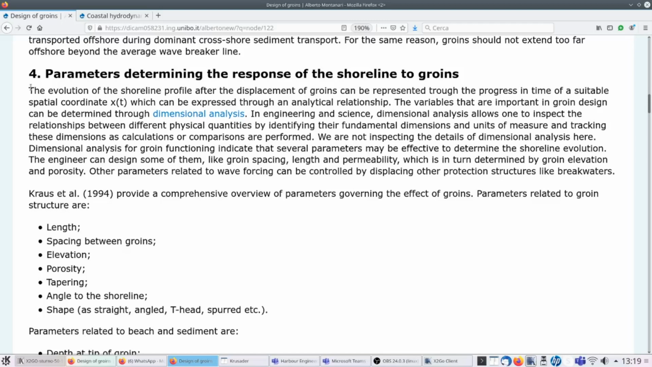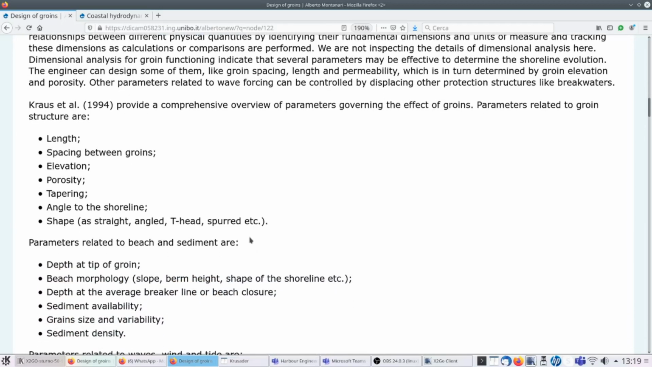So let's review what the parameters are, what the behaviors of the groins are that determine their response to longshore sediment transport. They are described here. Okay, so, length of the groin. This is clear because if a groin is very long, you avoid bypassing of the sand, of the sediment transport.